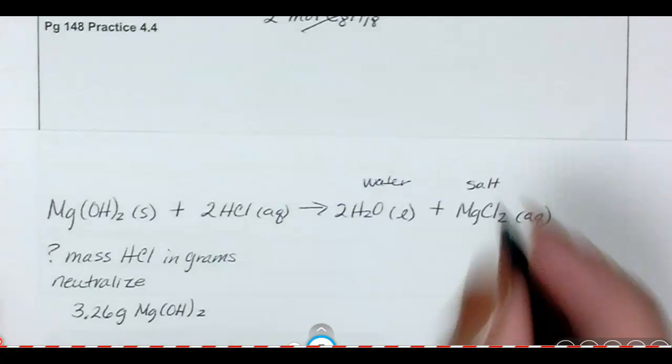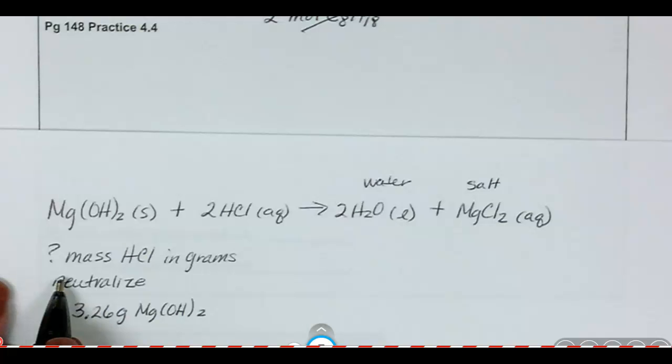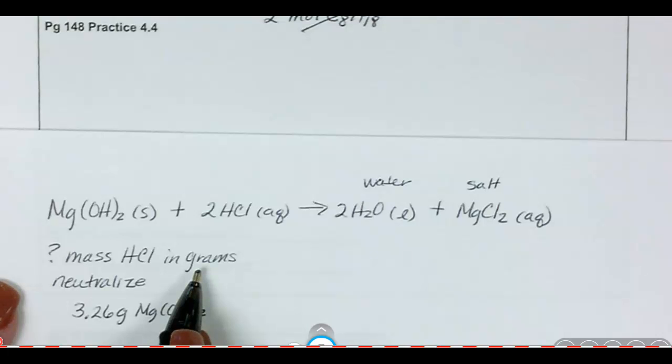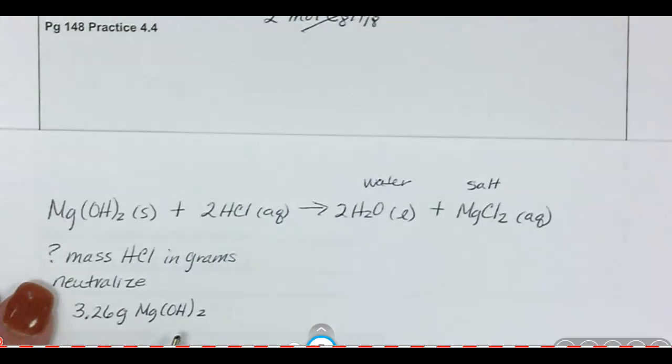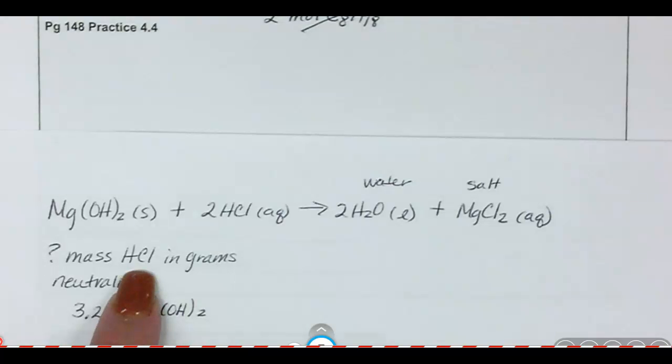Now, what the question actually asks is, what is the mass of the hydrochloric acid in grams that is needed to neutralize a dose of the milk of magnesia if it contains 3.26 grams of magnesium hydroxide? So basically, we're going to be doing a mass-to-mass problem in which we're going from 3.26 grams of magnesium hydroxide to grams of hydrochloric acid. So very similar to the first problem that we did. The first thing that you are going to need to do when you're doing a mass-to-mass problem is to calculate the molar mass of both the magnesium hydroxide and the hydrochloric acid. So that is the first thing that I'm going to do.